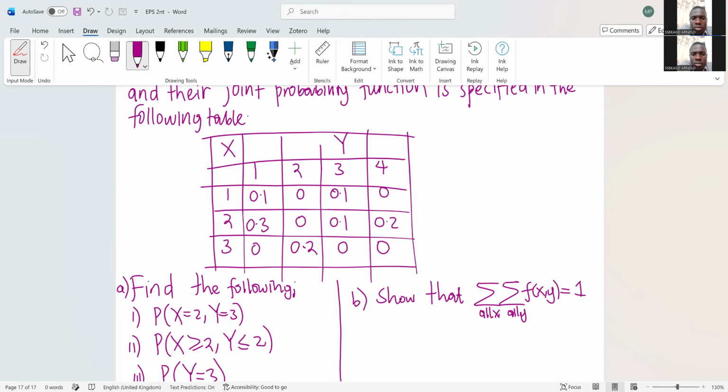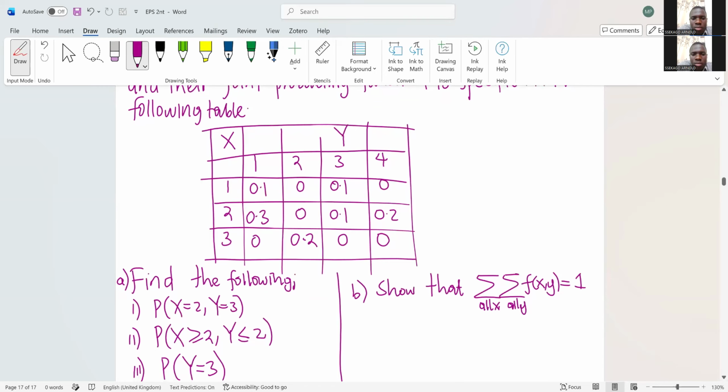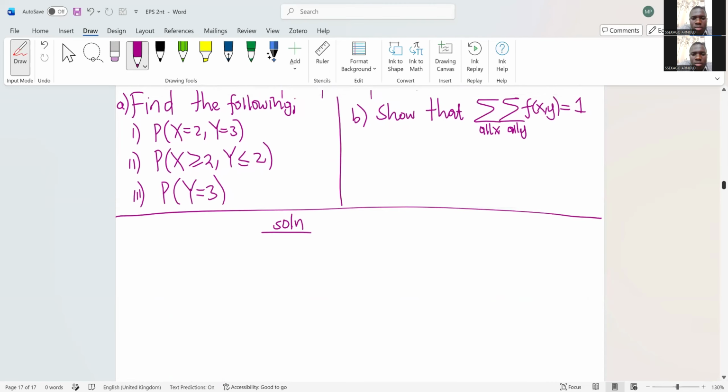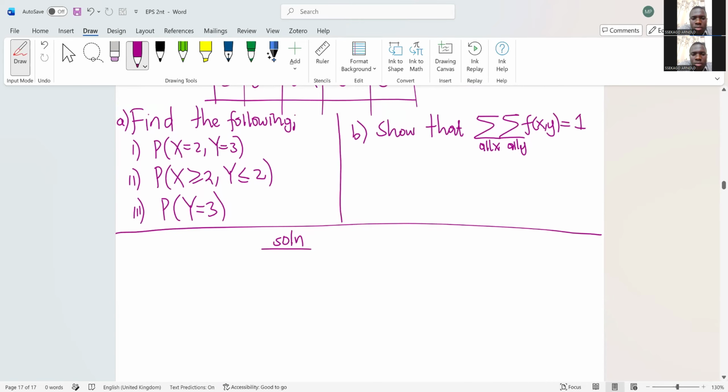Now for part A, we want to determine the probability of x equals 2, y equals 3. Roman 1. Probability of x equals 2, y equals 3.